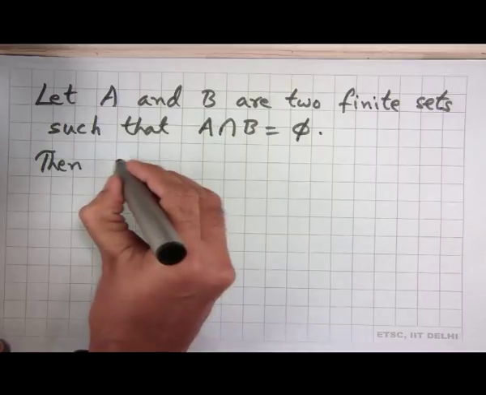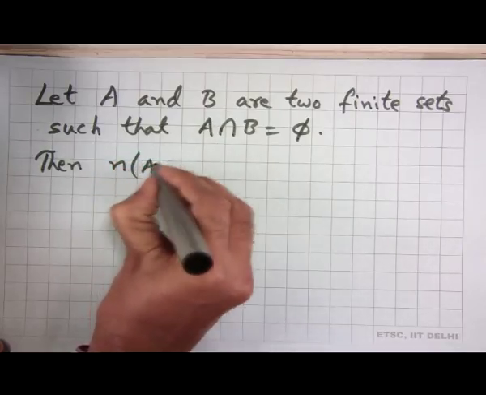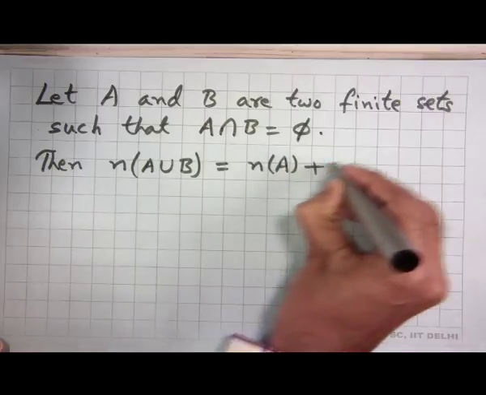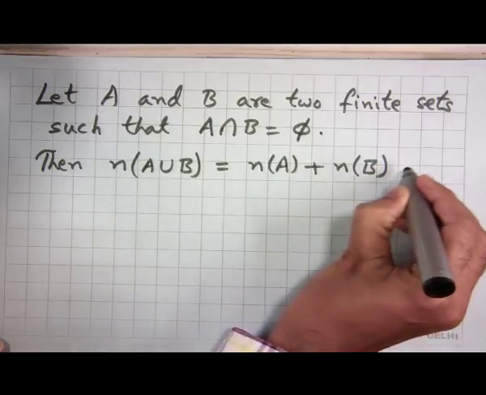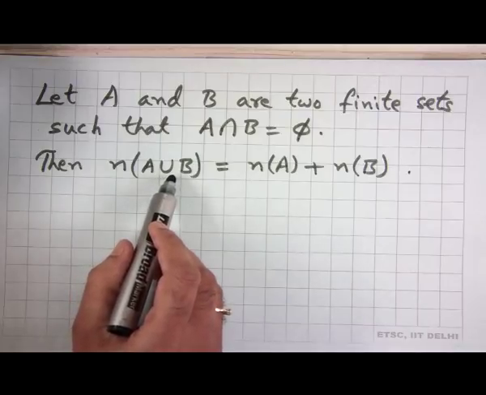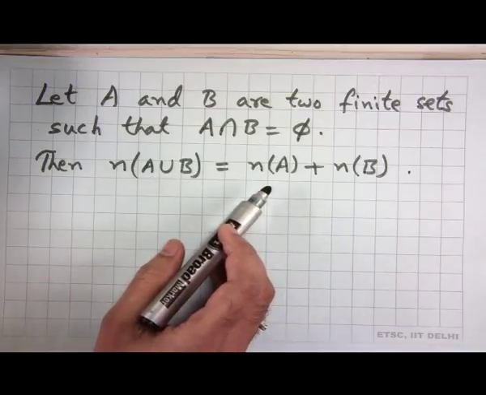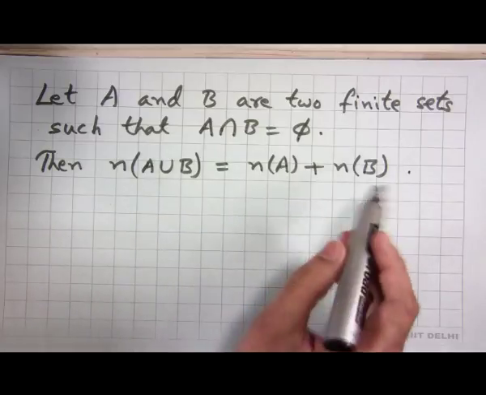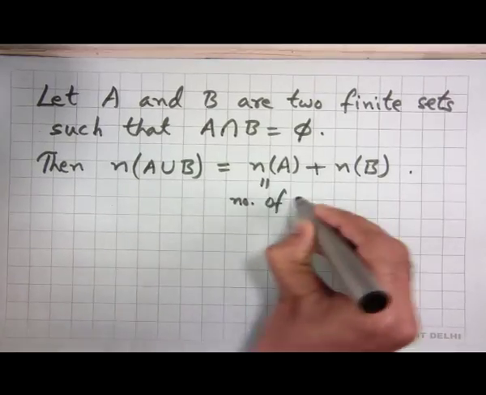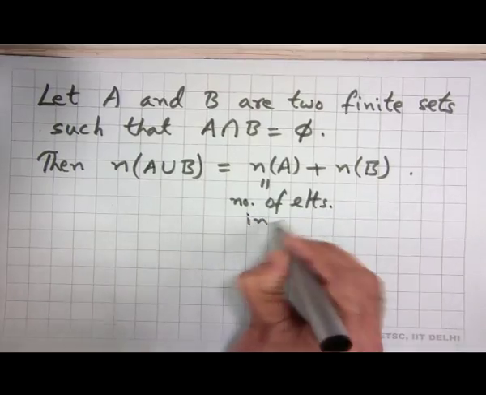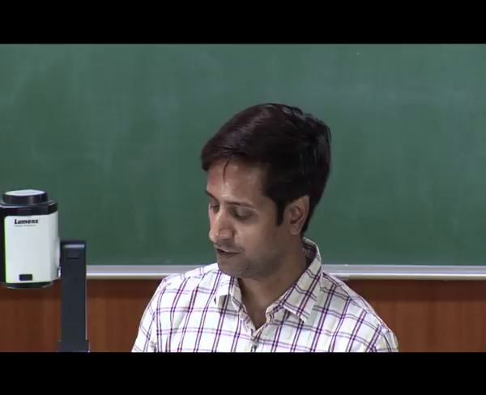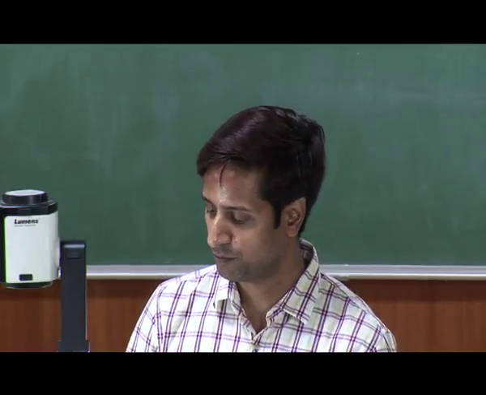So, n of A union B is equal to n of A plus n of B, right, because anything in the union means that it is either in A or in B, and the number of elements in A is n of A, the number of elements in B is n of B, and because there is no element which is common to both A and B, it is clear that the number of elements in the union is the sum of the number of elements in A and B.